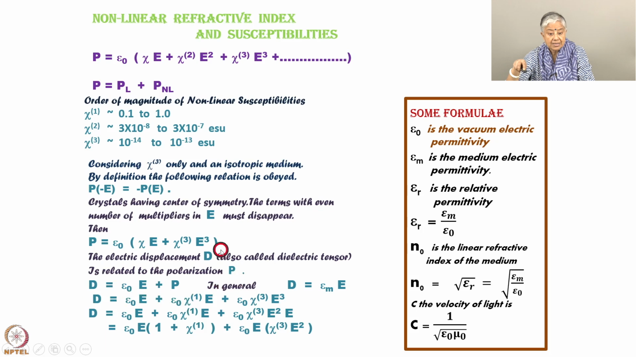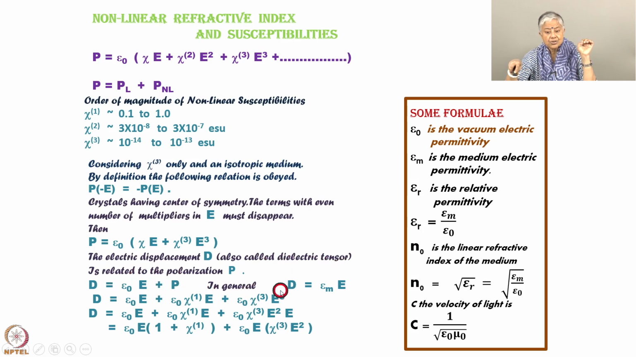Now, why do I bring in this factor D? First of all, it is related to the polarization. It is related because remember P is a tensor actually, and D also is a tensor. That is why it is called the dielectric tensor. So, it is related to P as this.